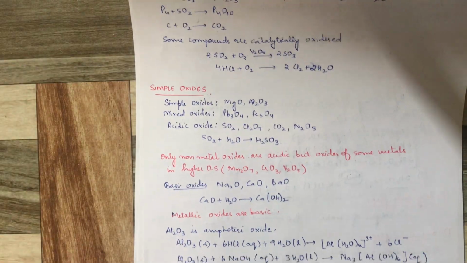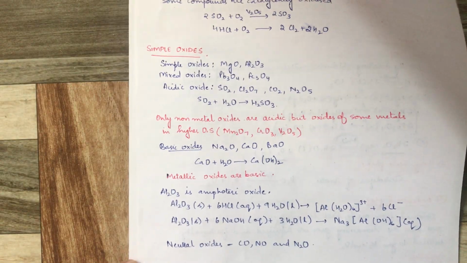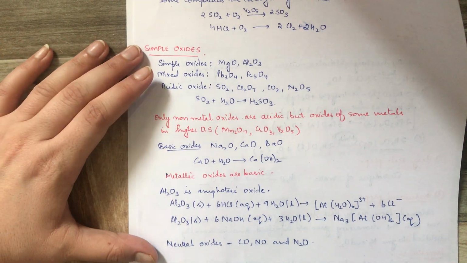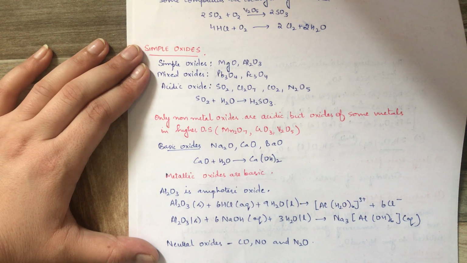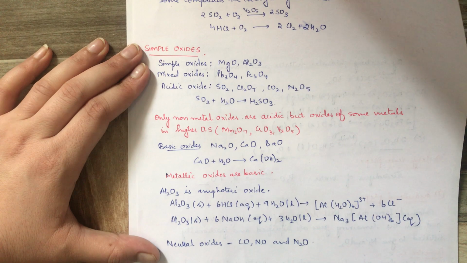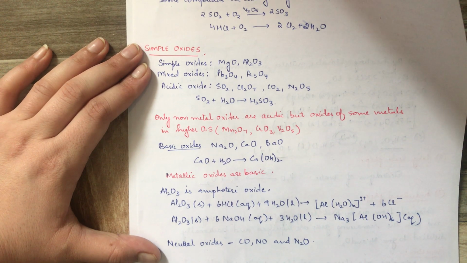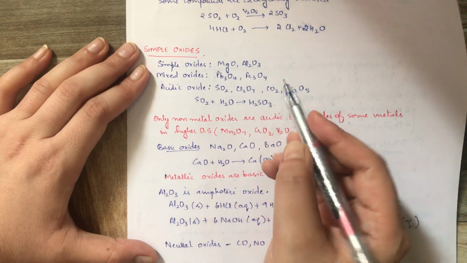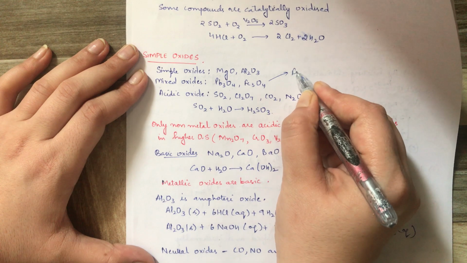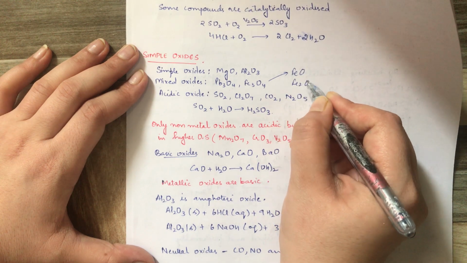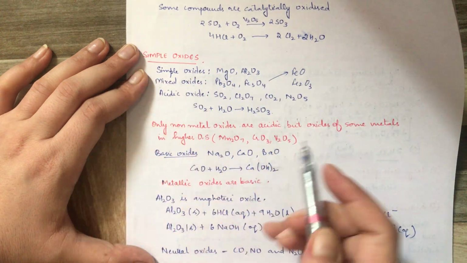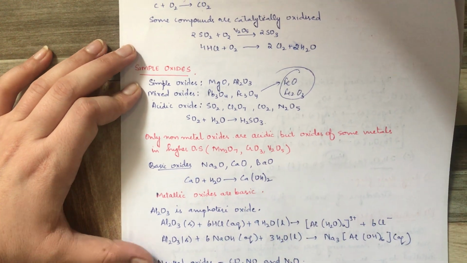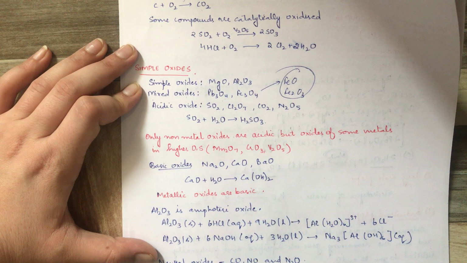The oxides are classified into different types. Simple oxides, MgO and Al2O3, where there is a stoichiometric relationship between the element and the oxygen. Mixed oxides, Pb3O4, Fe3O4. Fe3O4 has a FeO and Fe2O3 combination. Why mixed oxide? Because it contains both the oxides in different proportion. It has FeO also and Fe2O3 also.